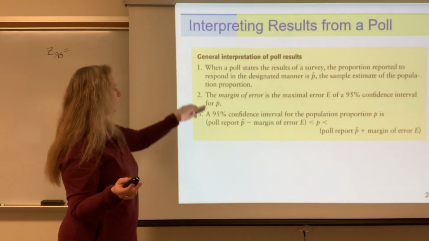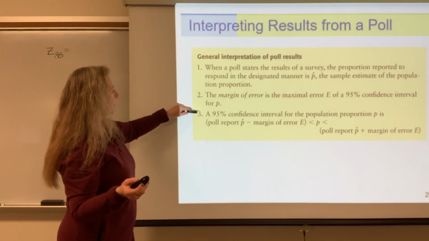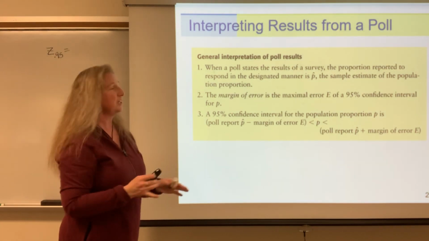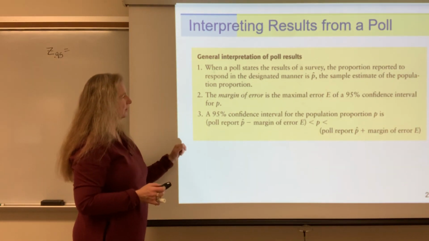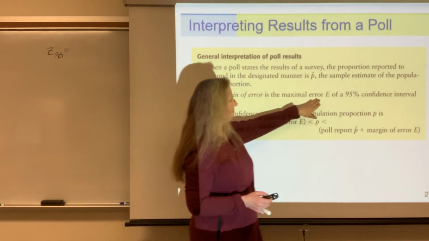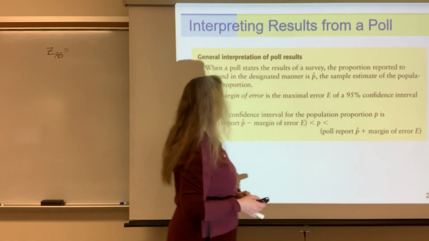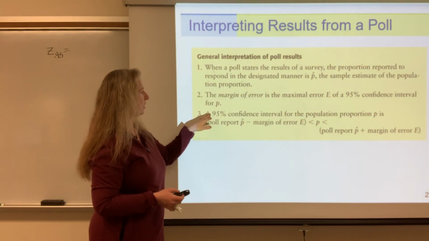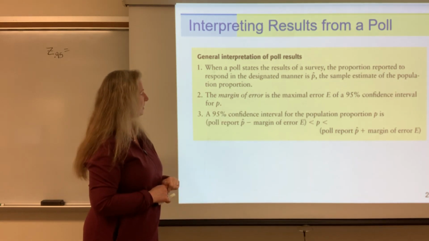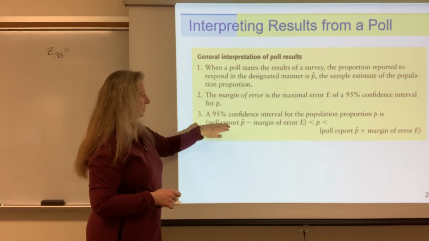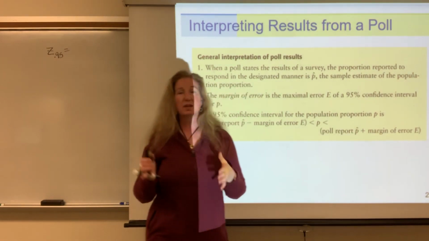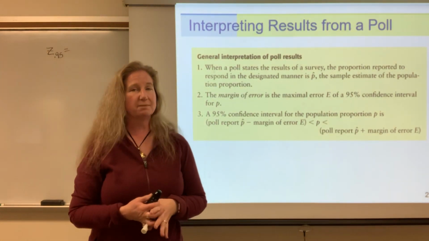Oops, I went too fast. So it's the same calculation. It's not any different. It's just maybe understanding it in a little different way. So the margin of error is the maximum error of a 95% confidence interval for P. A 95% confidence interval for the population proportion is P hat minus the error, P hat plus the error. So it gives a range of values.